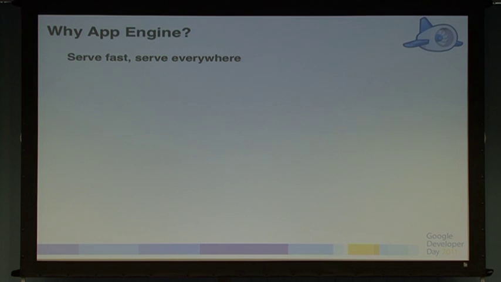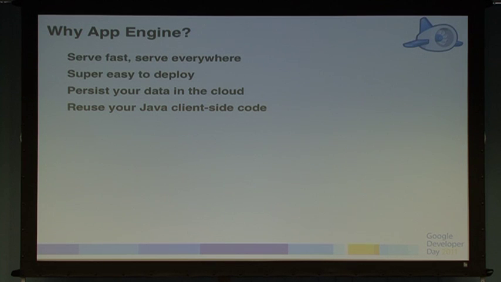App Engine is another case where we want to serve your game fast. We want to be able to scale to very, very large size, and we want to be able to store a lot of data in the cloud. We want to reuse our Java code in the client, so that things like the player profile work on the client and on the server.